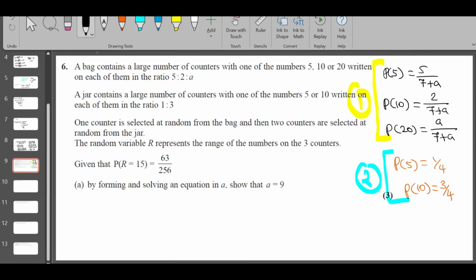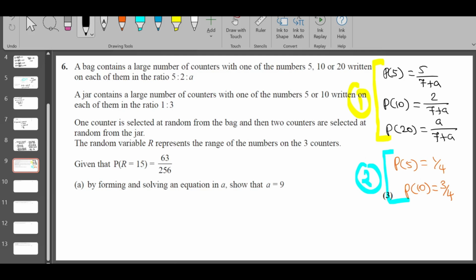The random variable R represents the range of the numbers on the 3 counters. The range means if you put the numbers in ascending order. For example, let's say I'm taking 10 from the first counter, 5 from the 2 counters from the second one, right? So you put them in ascending order. The range is bigger number minus smaller number. 5 is the range. That's what they are saying. Okay. The range of the numbers on the 3 counters. That's what R represents. R represents the range.